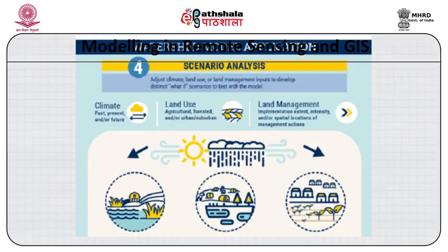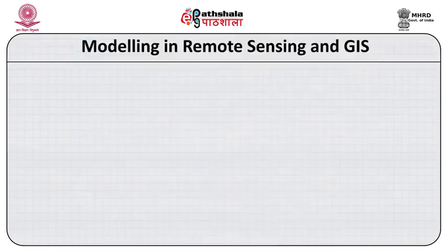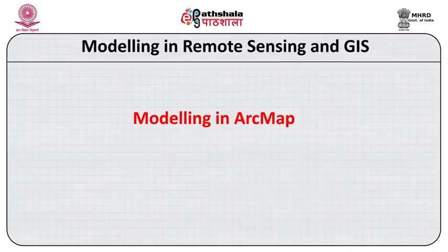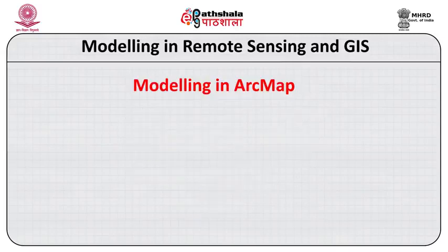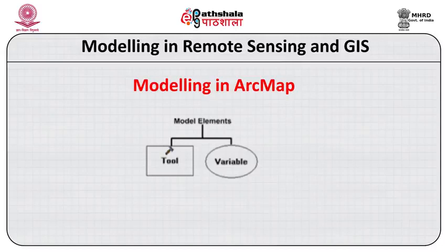Now come to learn how modeling can be developed in ArcMap. As we know, a model contains only 3 things: elements, connectors, and text labels. You can see the figure given below. So what are elements? Elements are the data and tools with which we work. There are 2 types of model elements. The first one is tools and the second one is the variable.